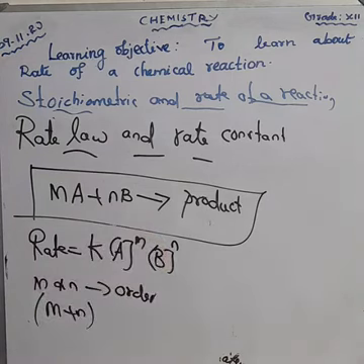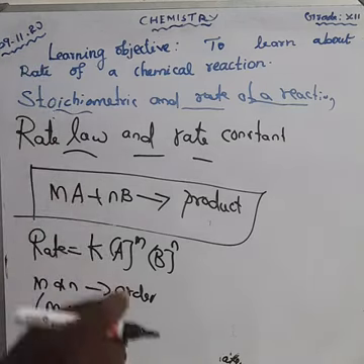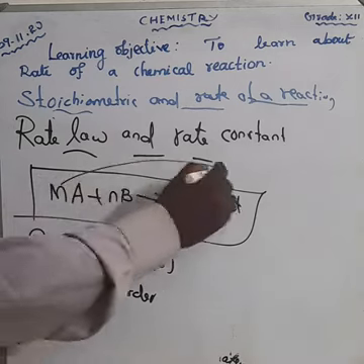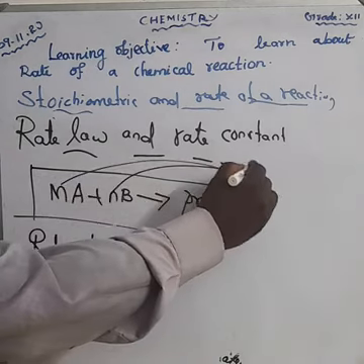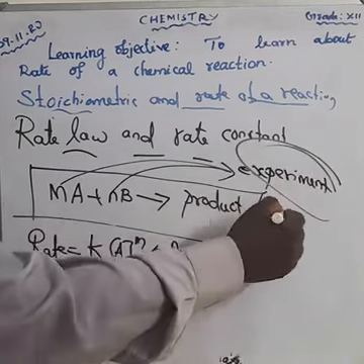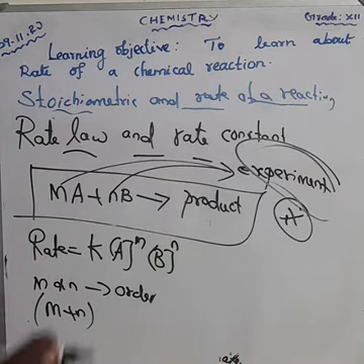Here don't forget that. The values of the exponents m and n in the rate law must be determined by experiment. They cannot be deduced from stoichiometry. It can be determined only by experiment. Okay, don't forget.